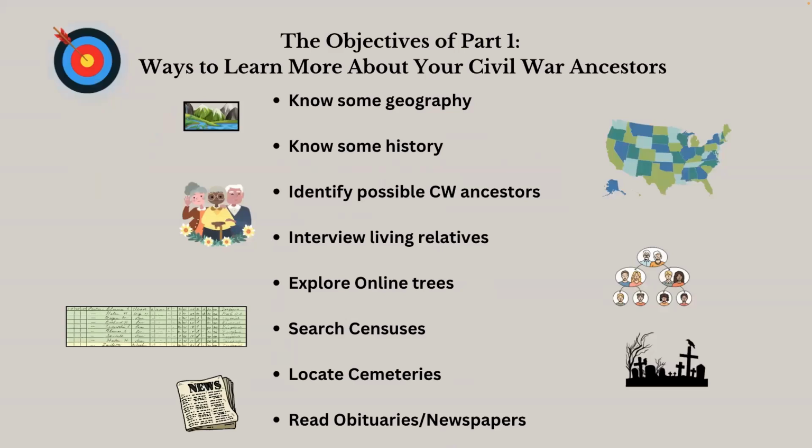So in summary, for part one, here are just a few ways that you can learn more about your Civil War ancestors. Know some geography. Were your Civil War ancestors living where cash crops were grown, or were they small farmers who worked their own land? Because that might have an impact on which side they fought for. Know some history. What was going on in the country, state, and county where your ancestor lived.